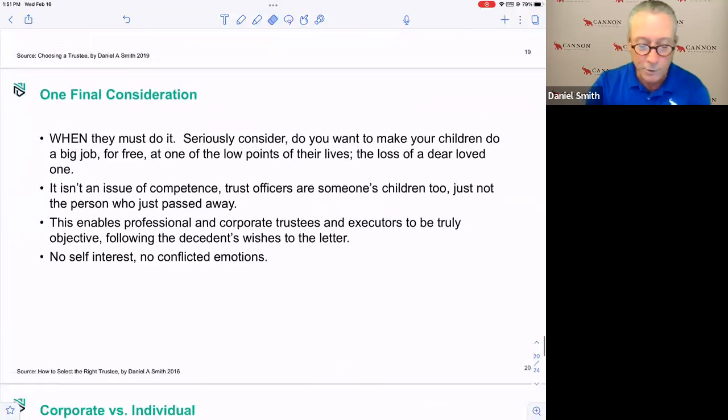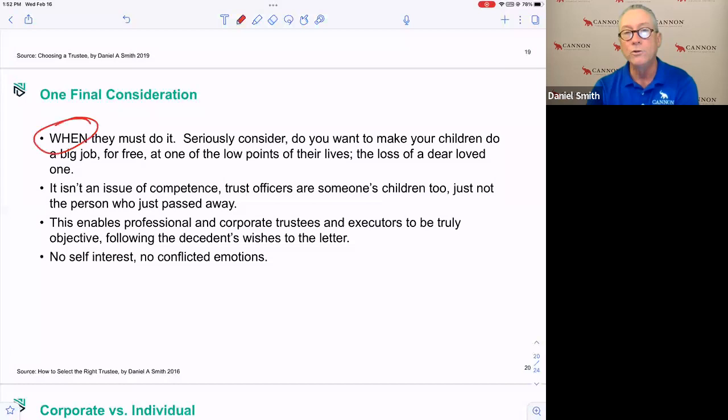But sort of bringing that down, the consideration that I don't see brought up in most of the articles I see about this, that are addressing very, very importantly, I think, the skills and the attributes associated, certainly the knowledge associated with what a trustee is, is simply to think about the simple fact of when somebody has to act in this role. This is something that if you're having your children or surviving spouse even do it, it's a big job they're doing for free at one of the lowest points of their life.